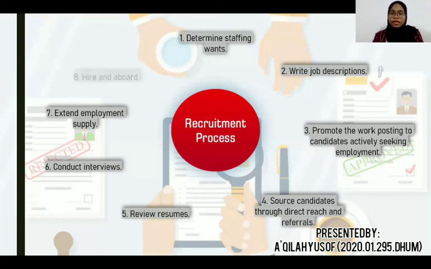Last but not least, hire and onboard. Once a candidate has accepted the job offer, the hiring and onboarding method starts. You have got success creating a match.